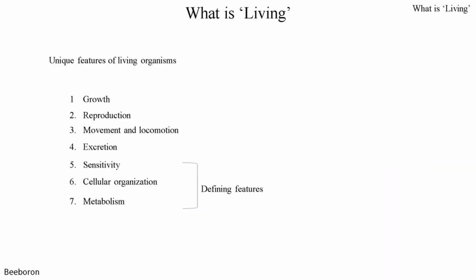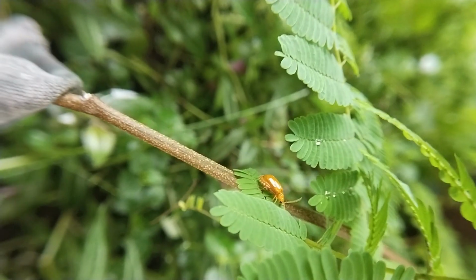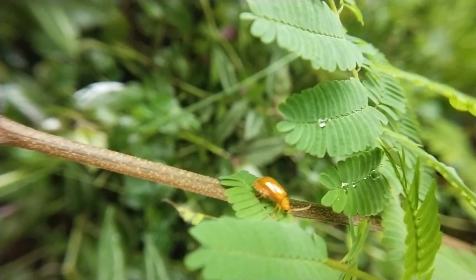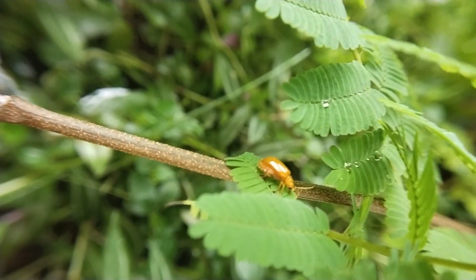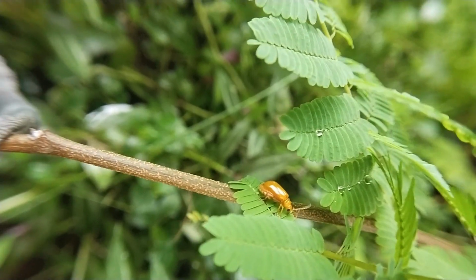Out of these seven characteristics, the last three, sensitivity, cellular organization, and metabolism, are called the defining features of living organisms. The defining features means the distinct characters that confirm the presence of life. Let us discuss these characteristics.